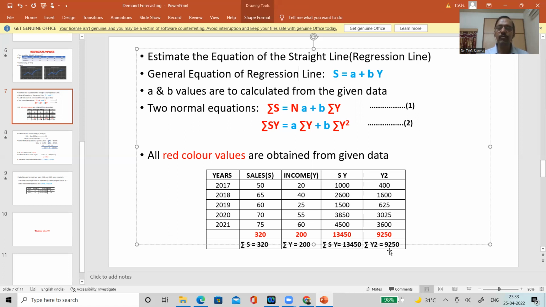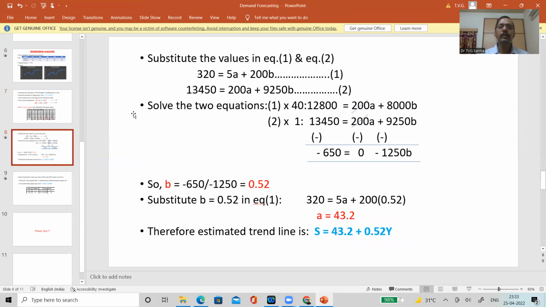Now these values are only to be substituted in the equation. Once these values are substituted in the equation, you are directly getting the equations like this. You substitute the values in equations 1 and 2, and you get two normal equations. Again, solving these two equations means multiplying equation 1 by 40.